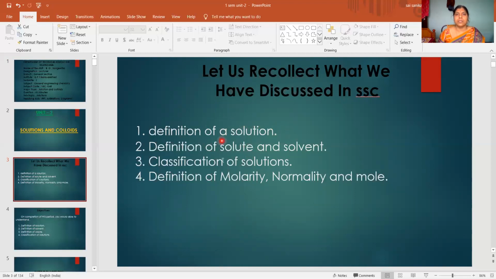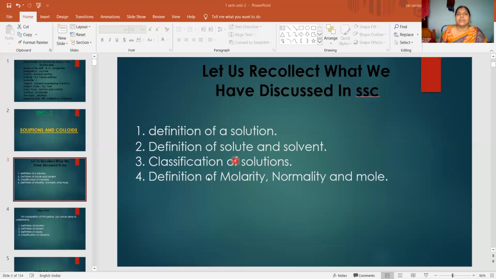Now, what is solute? In a solution, two or more substances are present. What are the two substances? Solute and solvent. The component which is present in less quantity is called solute, and the component which is more in quantity is called solvent. For example, sugar plus water, that is sugar solution. Sugar is the solute and water is the solvent.